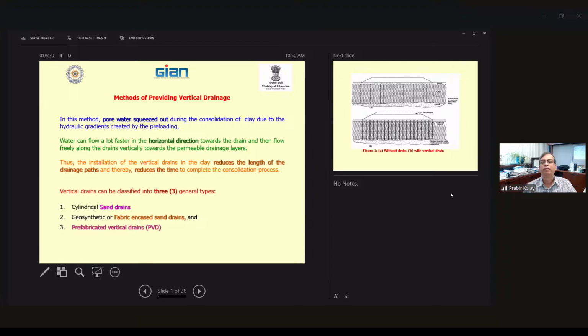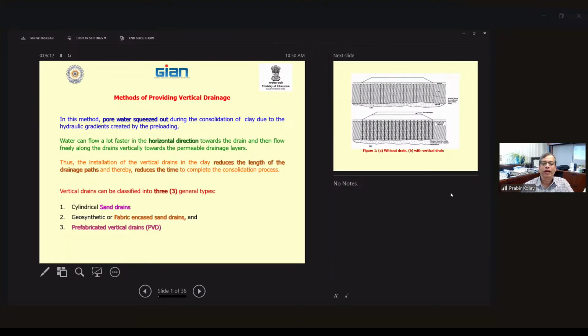Now, as I mentioned earlier, the permeability of clay soil is very low. So consolidation takes time; it is a time-dependent phenomenon, suitable only for clay-type soil, because consolidation is the expulsion of water from the soil sample, correct? Now I'm going to talk about the method of providing vertical drains. There are three methods you can use so that the rate of consolidation can be faster.